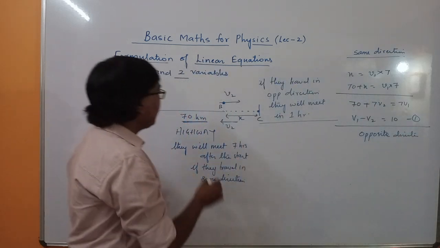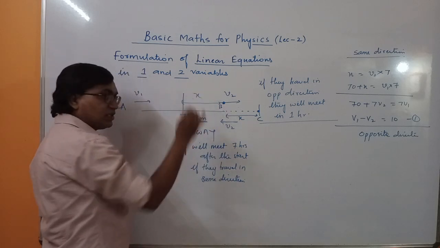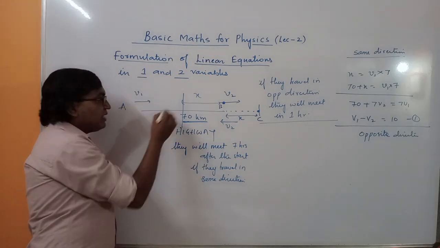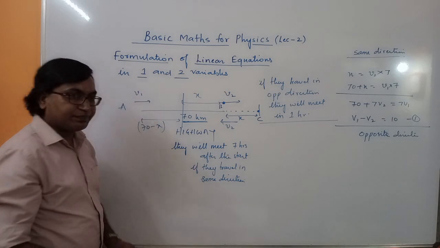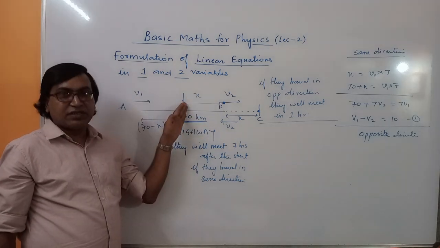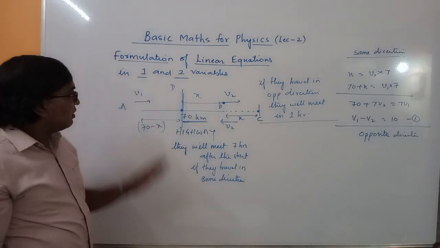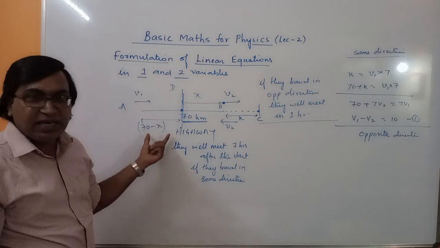let us say they will meet at a distance of x from B. So this distance is x kilometer from B. Then A will travel a distance of 70 minus x, and B is traveling a distance of x. They will meet at this point, let us say D. Then A will travel the remaining distance, 70 minus x.